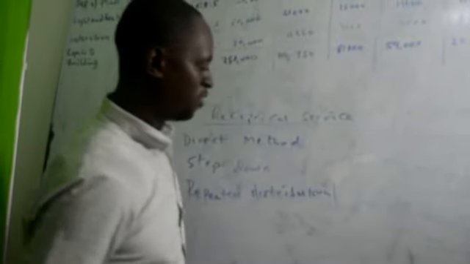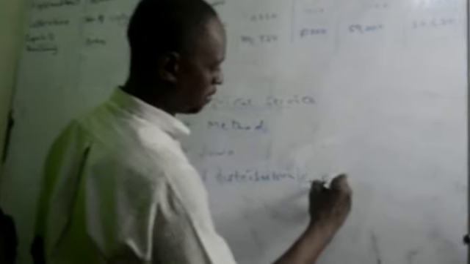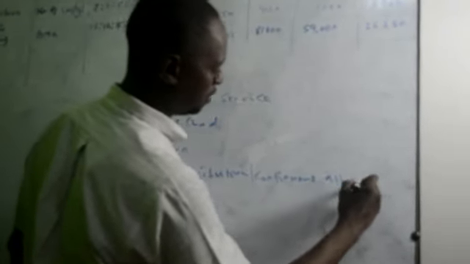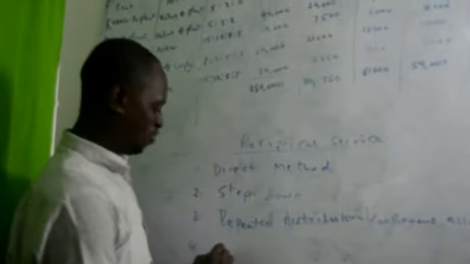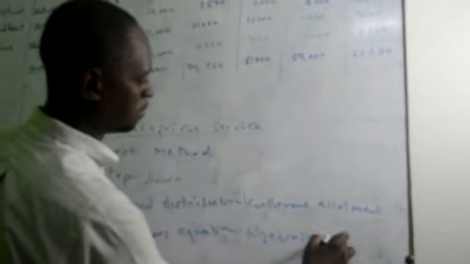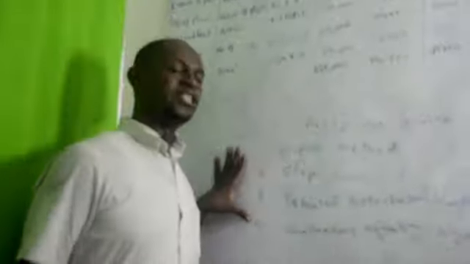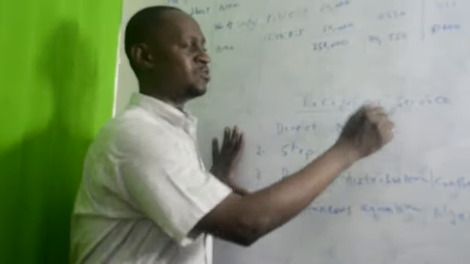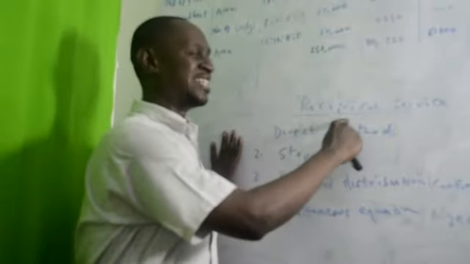Repeated distribution is also known as continuous allotment. You can also have it in that term. The last method we have is simultaneous equation, or you can also have it as the algebraic method. These are the four methods normally used to reapportion service department overheads to production departments in the case of reciprocal servicing.